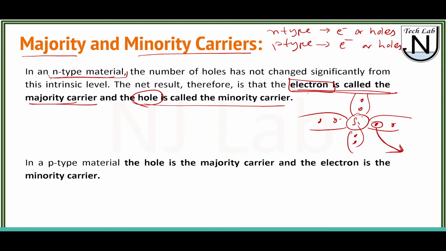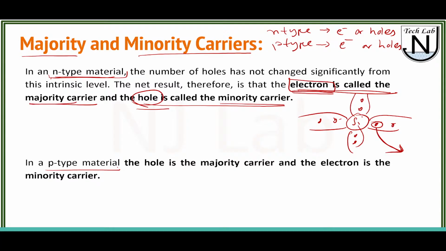So the majority carrier in the n type will be electrons, whereas the minority carrier will be holes. Minority carrier means the current due to holes will be very less, very negligible, whereas the current due to electrons in n type will be significant. And similarly, the opposite will be for the p type.